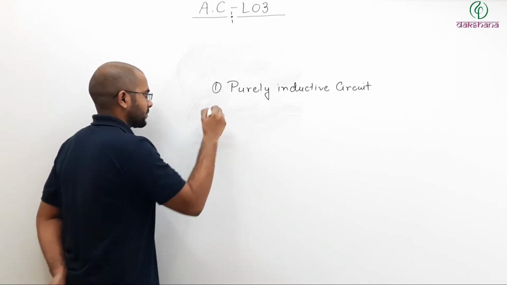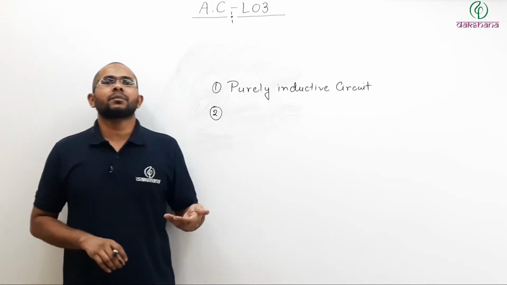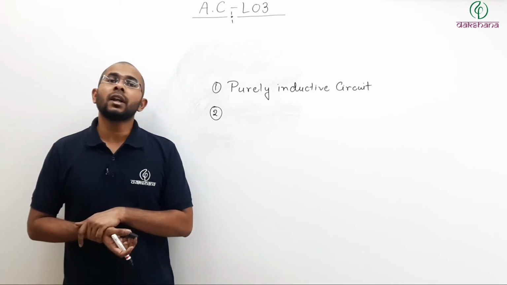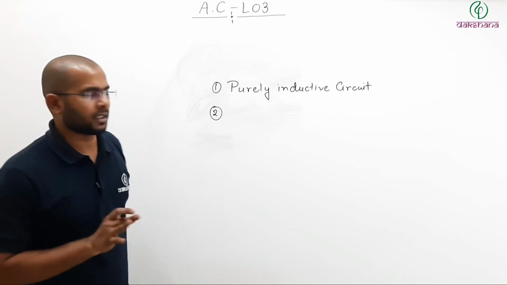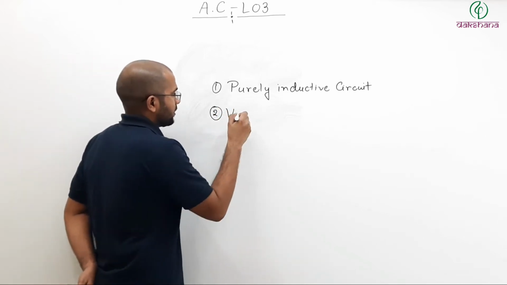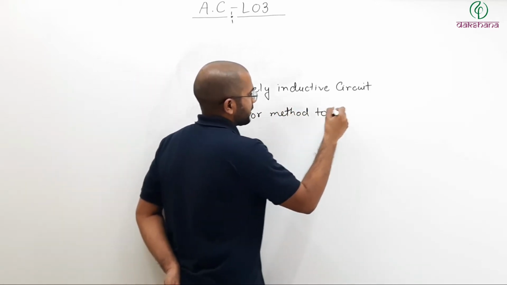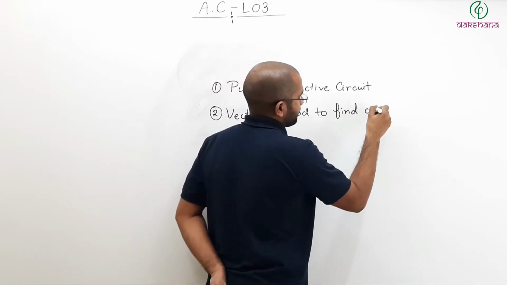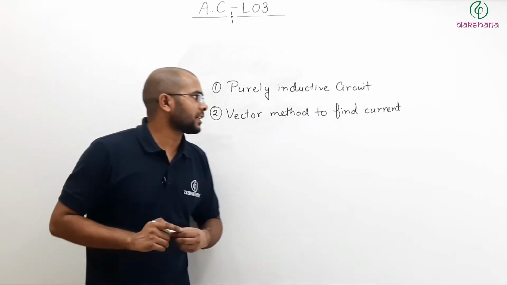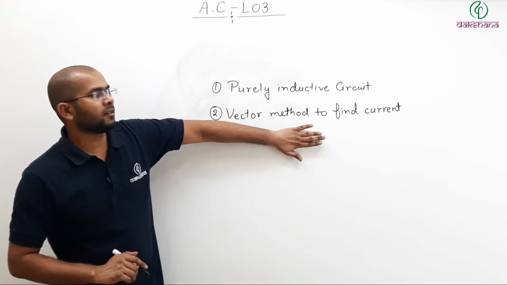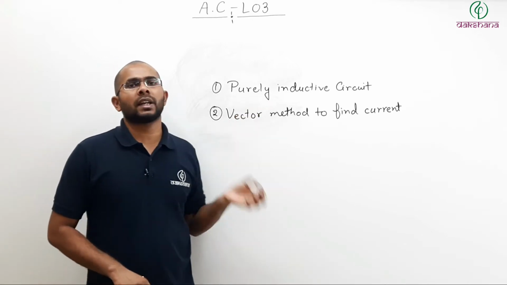Now the second thing, this is very important. The second thing that we will talk about in today's class is the vector method to find the current in any circuit, or phasor method. Sometimes it is called vector method, sometimes it is called phasor method. Both are correct. Vector method to find current in a circuit, that will be the second topic that we will cover. This will be very helpful for you to find the current in any circuit. So pause the video, note them down, then we will start with the purely inductive circuit.